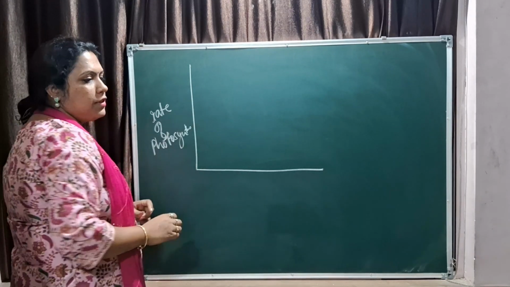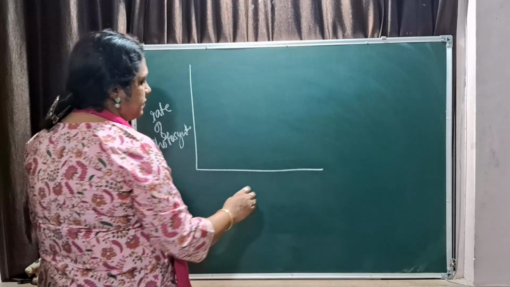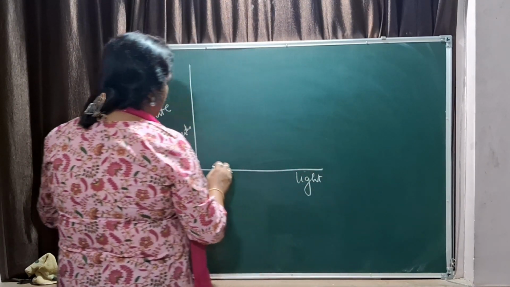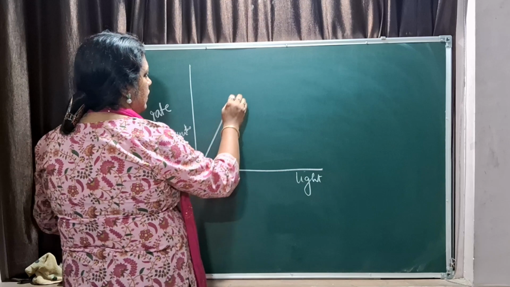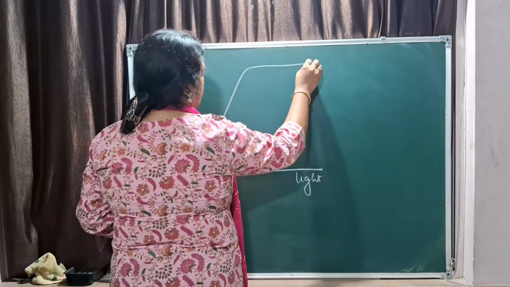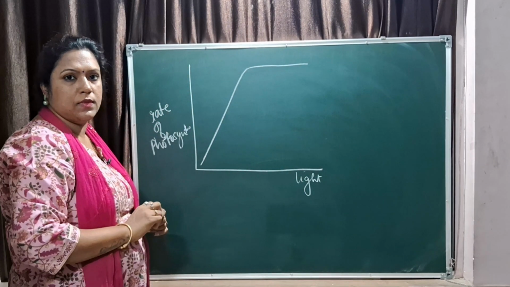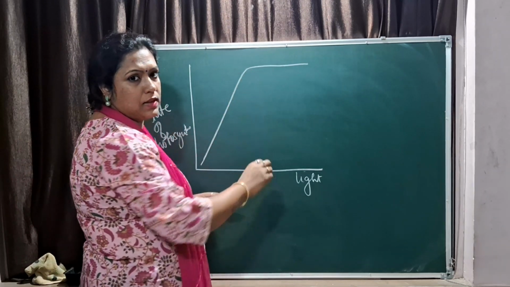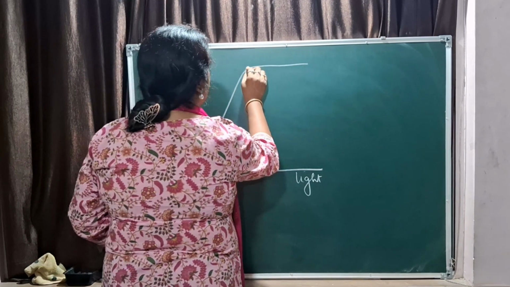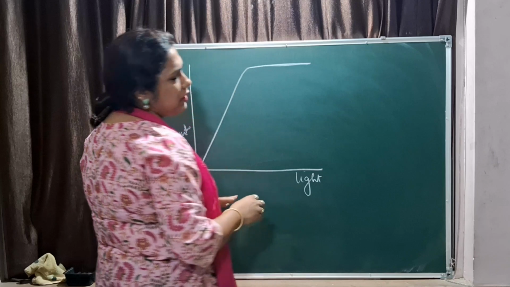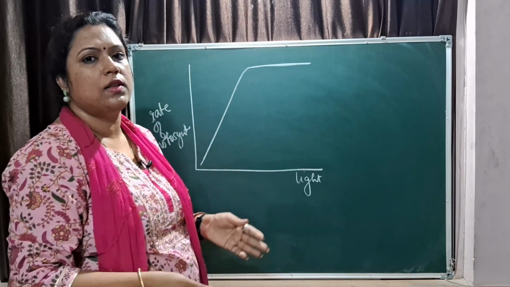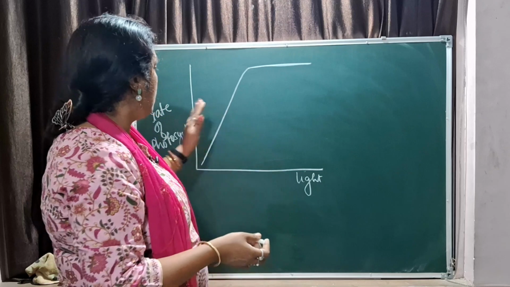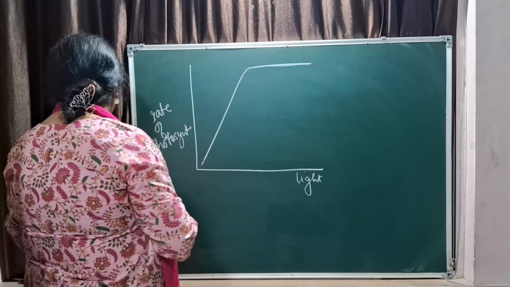So let us take the first factor as light. I will use white chalk for this. The rate of photosynthesis increases with the increase in light up to a certain level, and after that it becomes constant, when other factors like carbon dioxide and water become limiting, that is, they are not there. So this is how the graph shows.